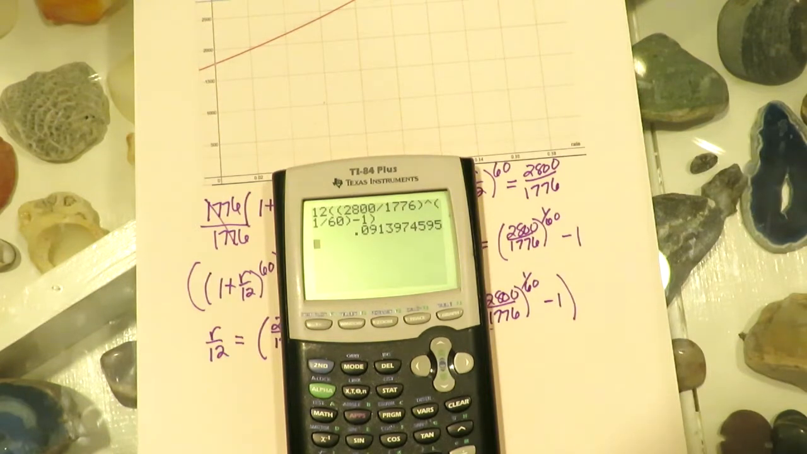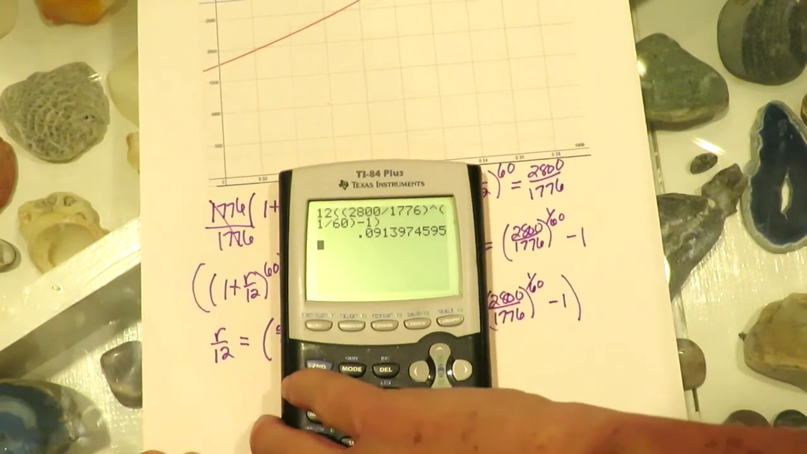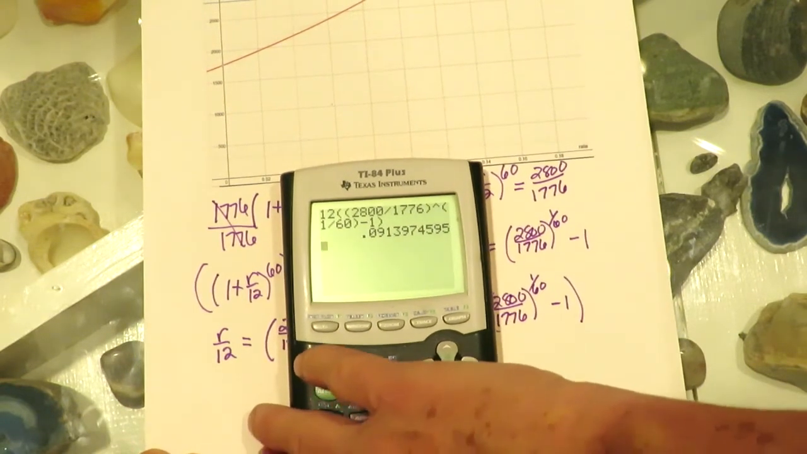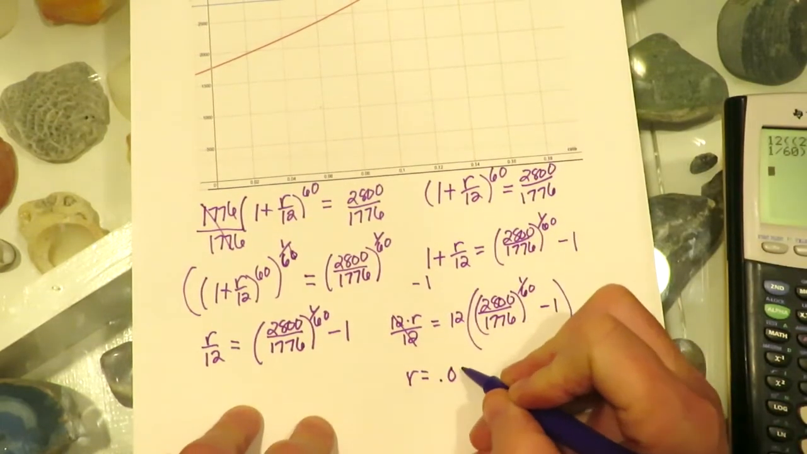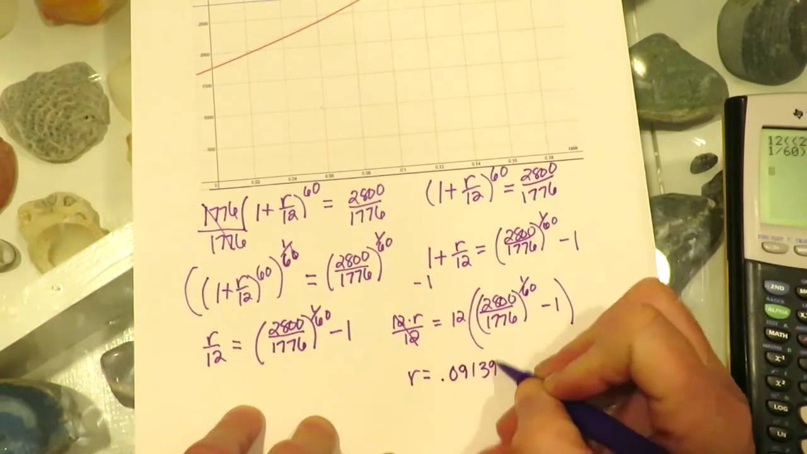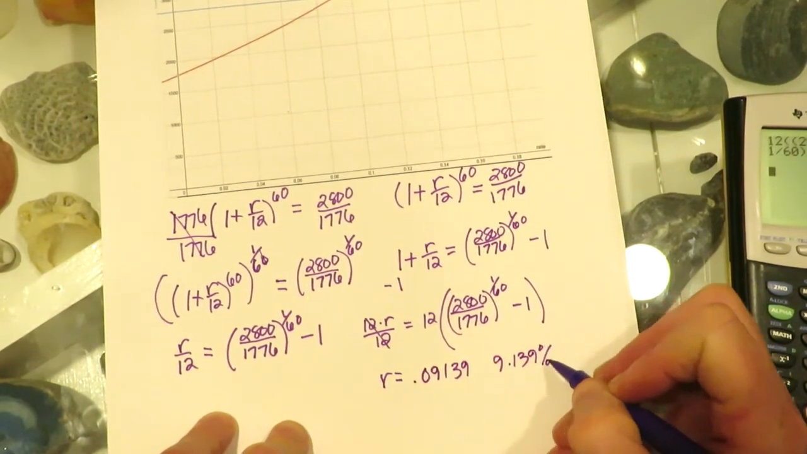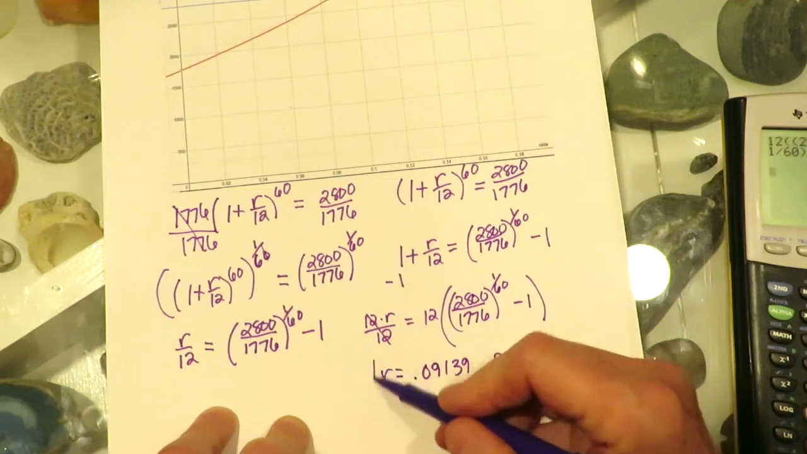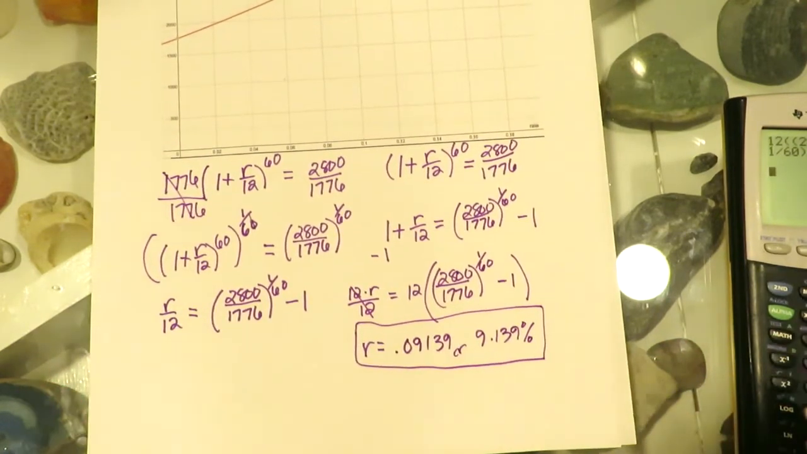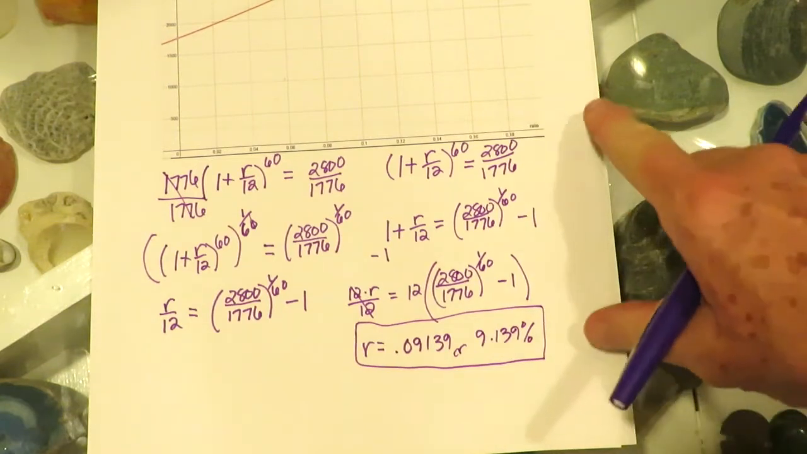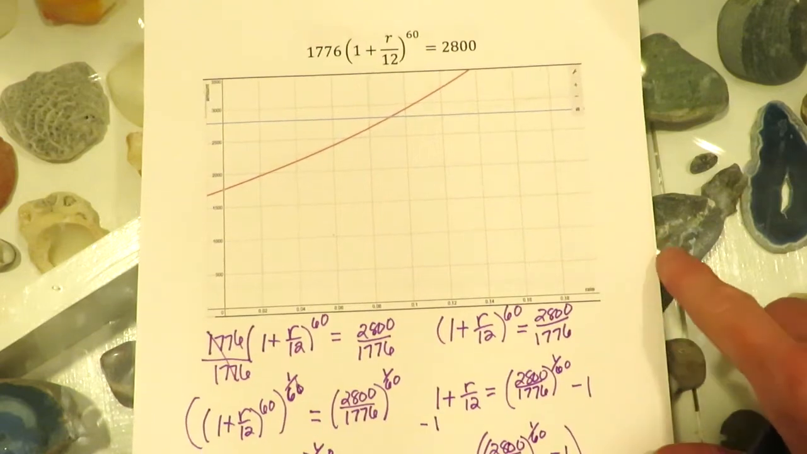And we get an interest rate of 0.09139, which is actually, for this day and age right now, high. But we can always dream. So I would need a 9.139% interest rate to actually have my money grow to be $2,800 in only 5 years. So I probably either want to somehow get some more money to put in my account or wait a little bit longer.